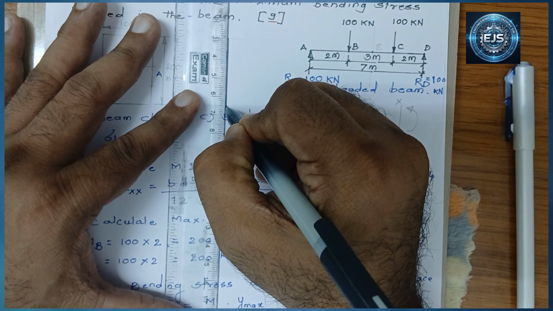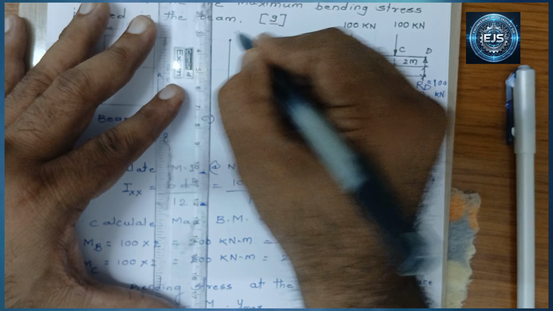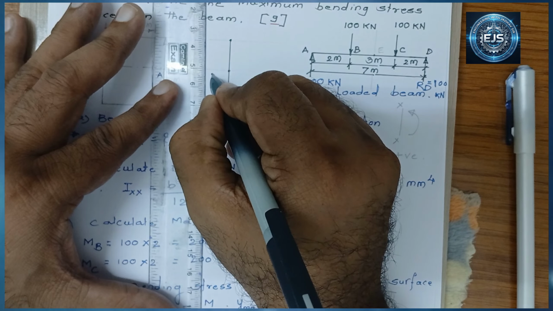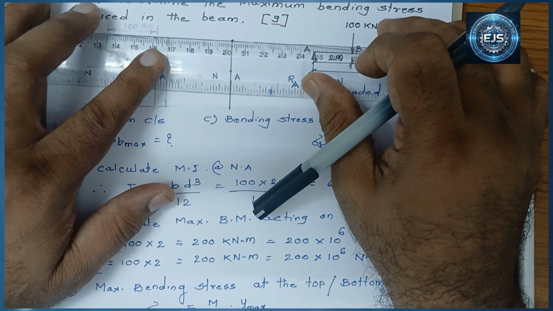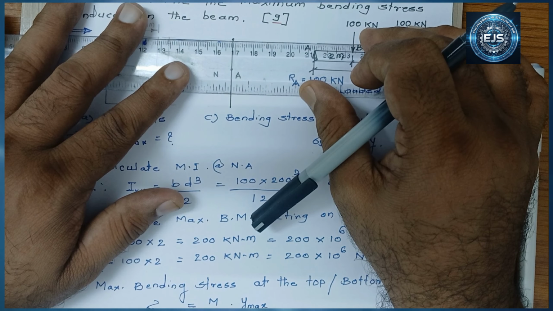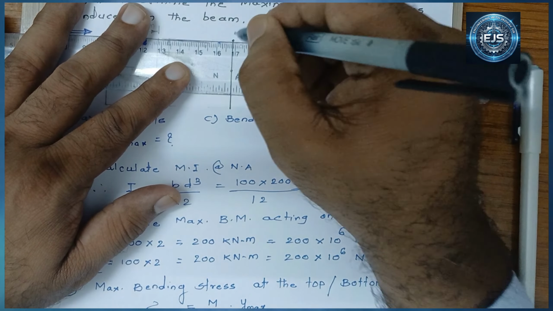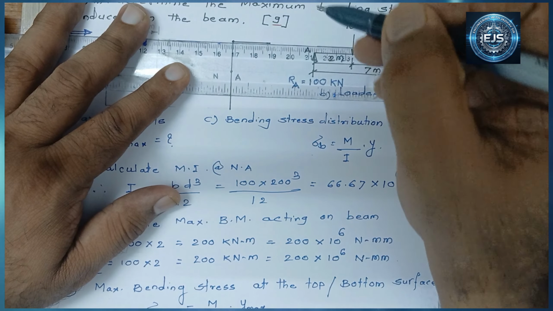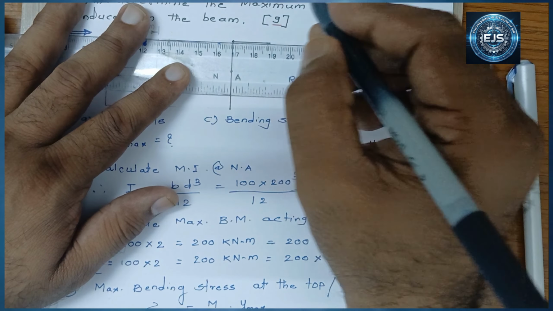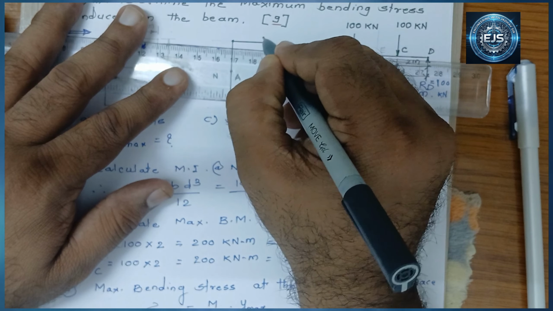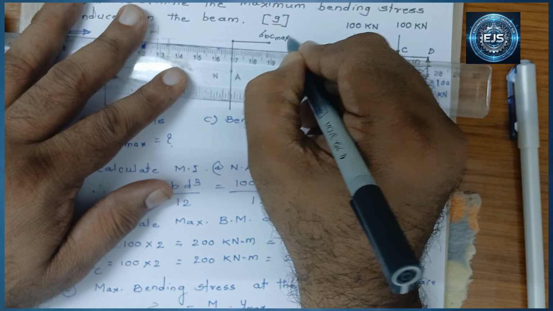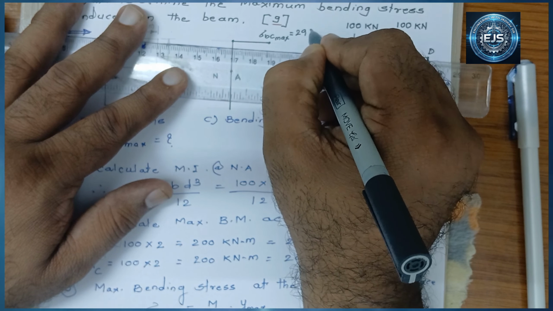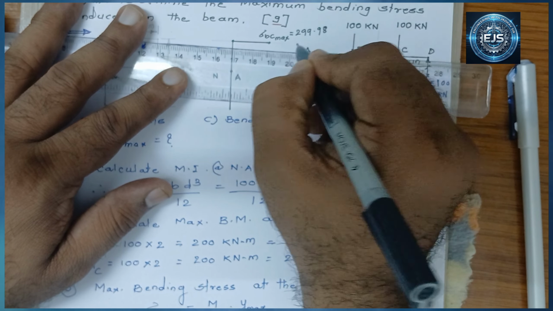This is a reference line for marking the bending stress values. This is the neutral axis position, which is the centroidal axis of this beam, and on the top surface, bending stress is of compressive nature, and its magnitude is 299.98 megapascal.